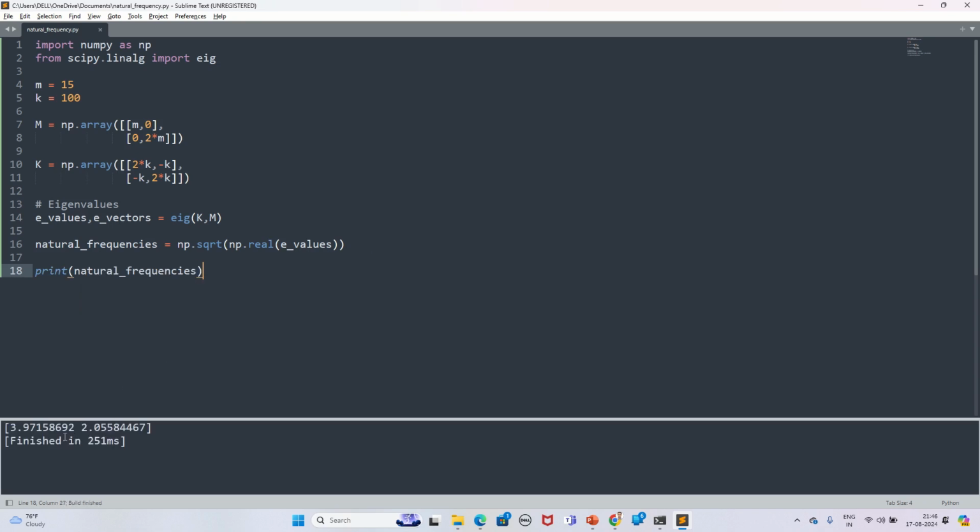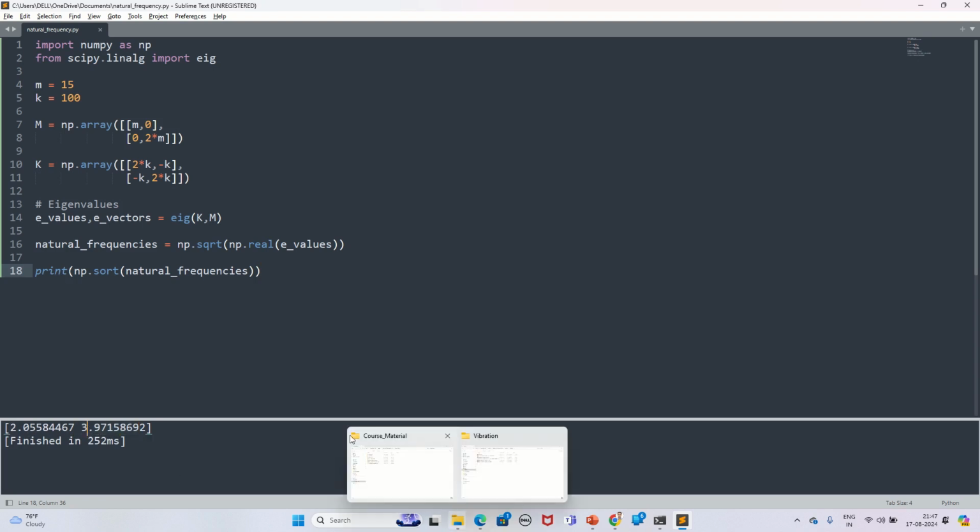Print natural frequencies and Control B. We got 3.97, 2.01. The sequence can be anything, so let's say np.sort of the natural frequencies. The smaller frequency will be printed first and then the second one.